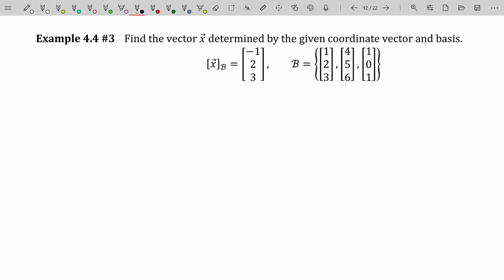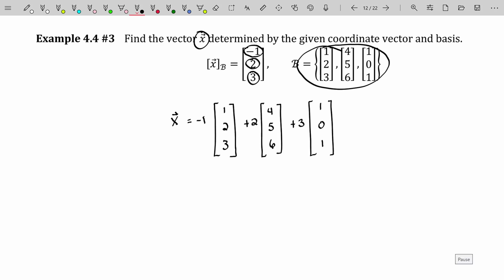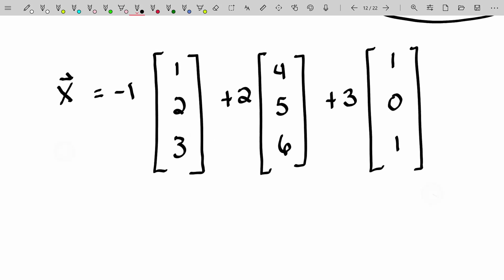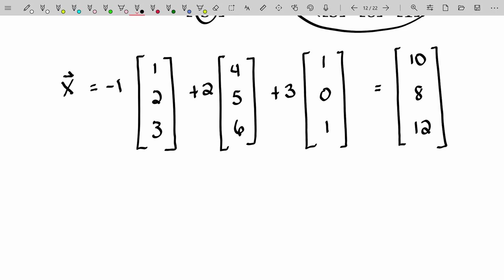Find the vector x determined by the given coordinate vector and basis. Remember, that coordinate vector is just the set of all weights on the linear combination of these basis vectors that will generate our vector x. That is, the vector x is just this summation or linear combination right here, which when you do the mathematics, and barring any arithmetic mistakes, is 10, 8, 12.